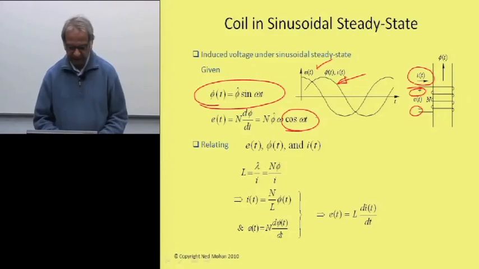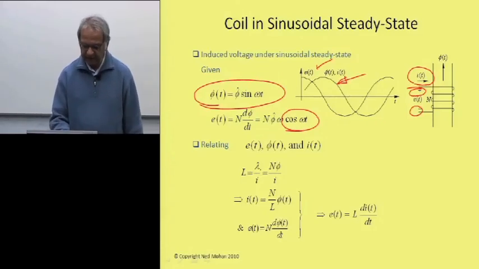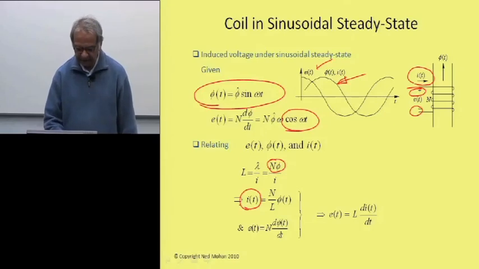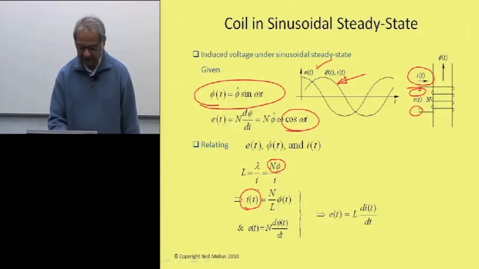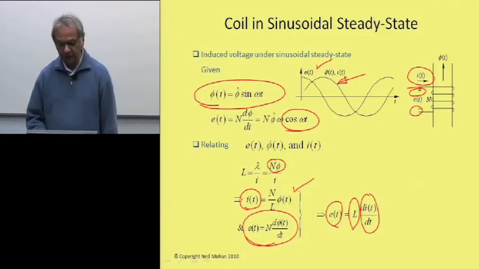Okay, and we can also relate the flux, voltage, and current, because L, as we know, is flux linkage divided by current, and flux linkage is N phi over here. From this expression, the current can be written as N divided by L times phi, and E is N d phi dt. So you can see that this voltage can be related to the rate of change of current by this inductance. And this is the equation that we know already.